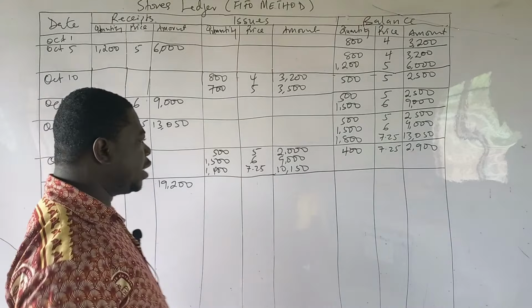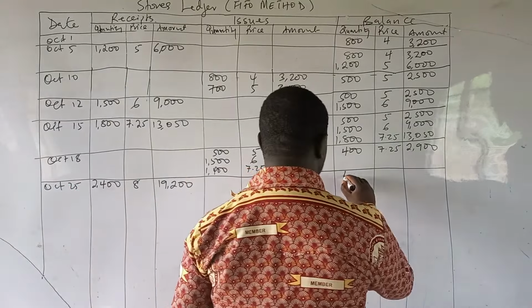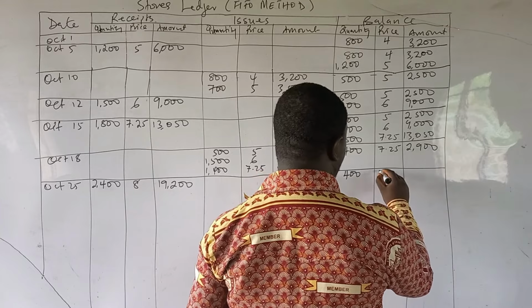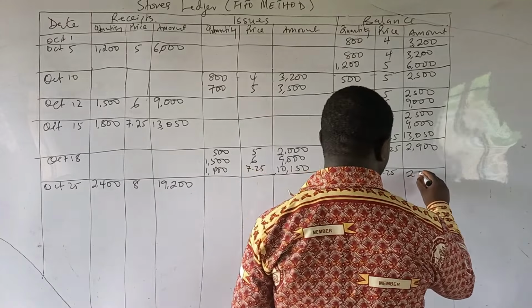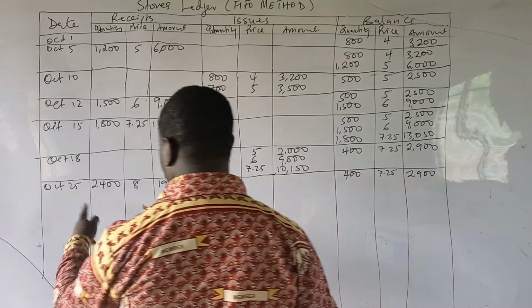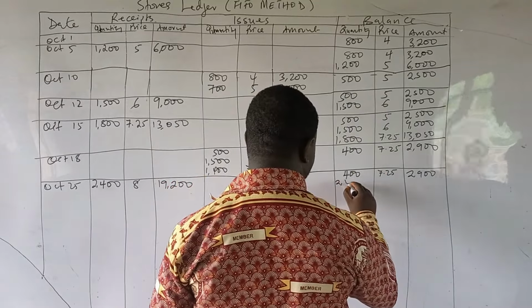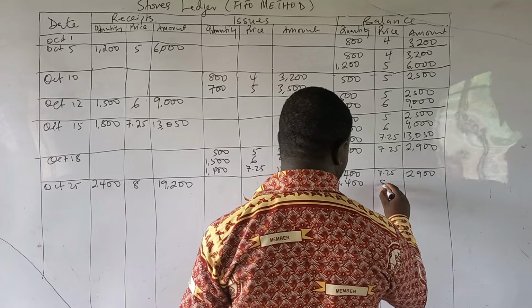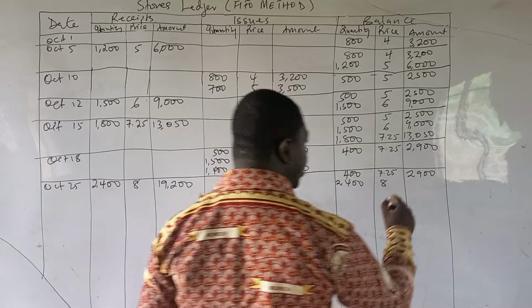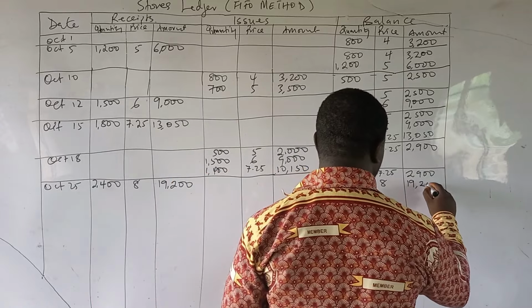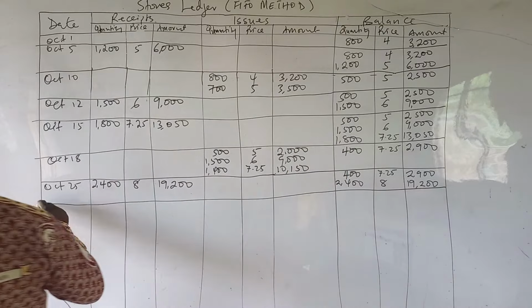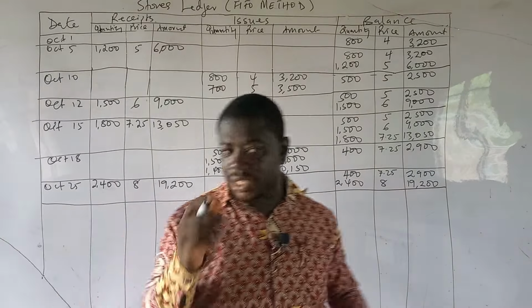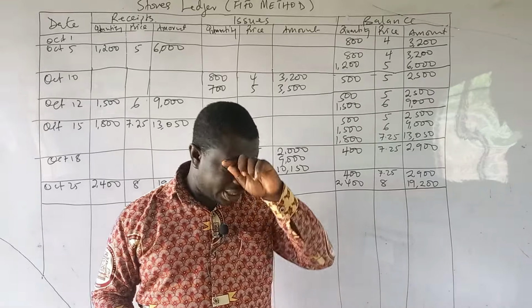When we go to the balance column, there is already 400. So we have to write that first: 400 at 7.25, giving you 2,900. And then afterwards, 2,400 will now be written at a unit price of 8 for a total of 19,200. And then we'll be done with that as well. This is very, very simple. I don't think that is a problem.